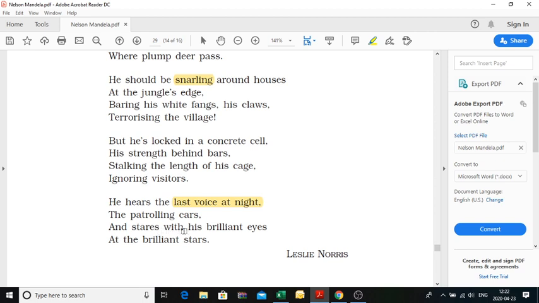With his brilliant eyes. Brilliant means shining eyes, or you can say very bright eyes he was having, at the brilliant stars. वो उनको देखता है. So at night the caged tiger hears the last voice of the patrolling cars. Fine. And being locked in the cage, he looks towards the sky. He goes on staring at the brilliant stars that are shining freely in the sky like his brilliant eyes.